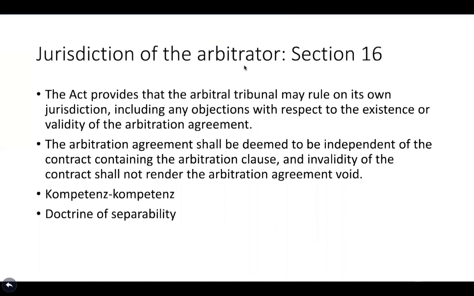So let's talk about the doctrine of separability. It provides that even if the contract is invalid, that does not automatically affect the arbitration agreement, which means that the arbitration agreement is separable from the main contract. And even though the contract is invalid, that does not per se affect the validity of the arbitration agreement. And this doctrine is called the doctrine of separability.